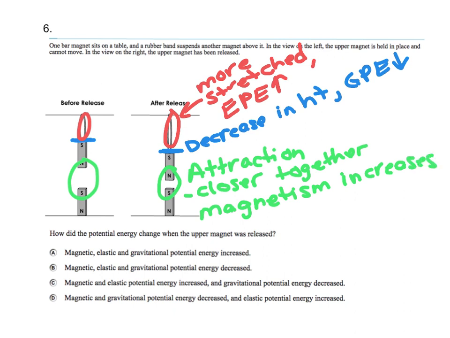So now, given all of that information, what happens when that upper magnet is released? Well, we see our magnetic, gravitational, and elastic potential energy, all three are changing. If we take a look, our elastic potential energy is increasing, our magnetism is increasing, and our gravitational potential energy is decreasing. That would make our answer choice C.